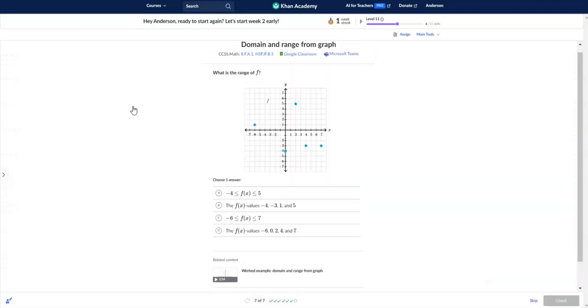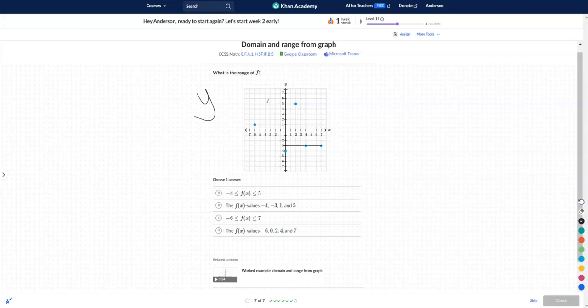All right, I'll do one more. This is a range, so our y's. Okay, so we have negative 4. We have 2 at negative 3, 1, and 5. So negative 4, negative 3, 1, and 5.